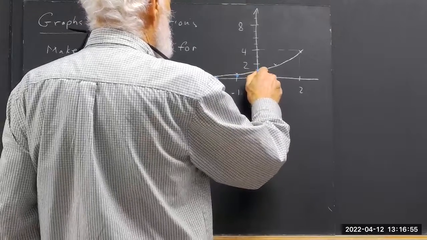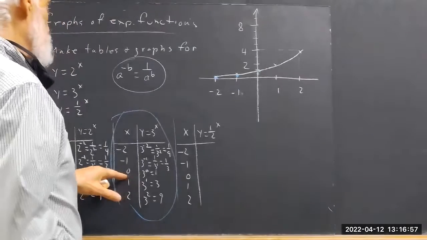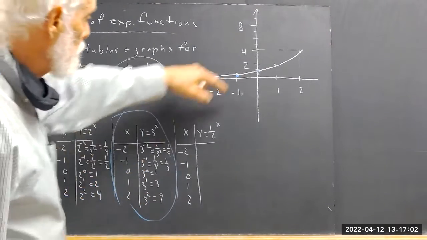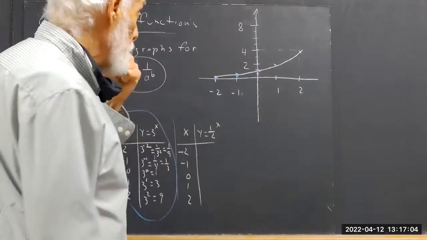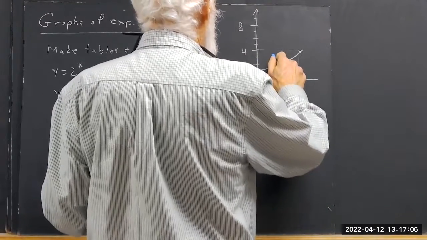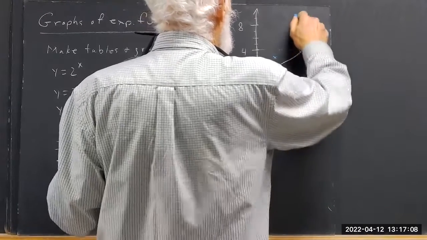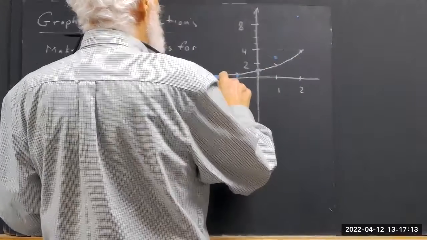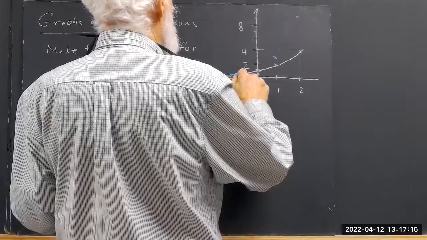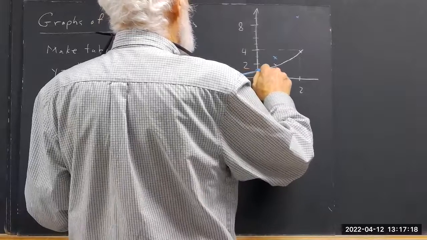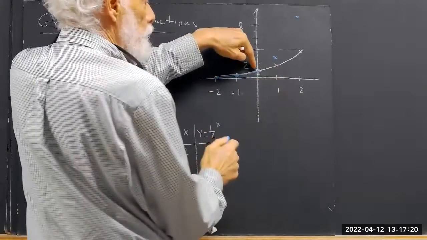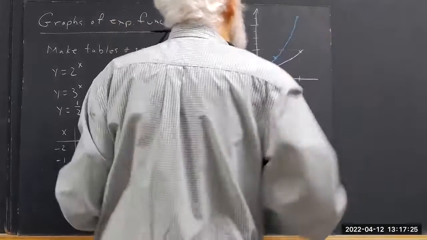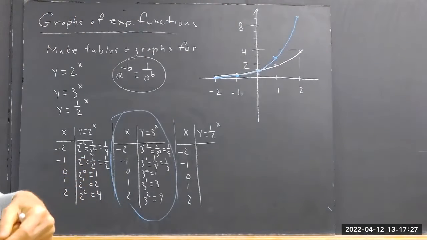But then, of course, when x equals 0, you're going to get 1, just like you did for 2 to the 0. So the graphs are going to pass through the point (0, 1). Then you're going to get the point (1, 3) and the point (2, 9). So the graph of 3 to the x starts lower than the graph of 2 to the x, crosses the graph of 2 to the x at the point (0, 1), and then starts taking off.